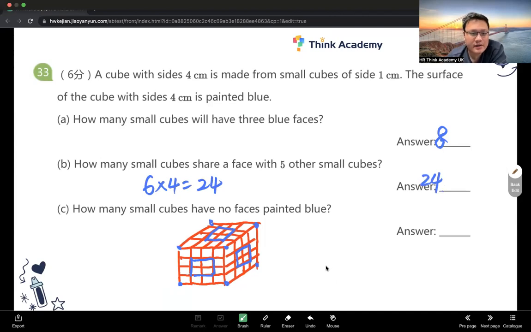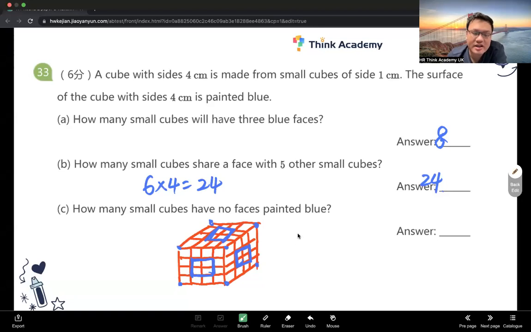And let's see the last question. How many small cubes have no faces painted blue? How many? It's inside the surface, right? Yeah, at the core. And actually, that is a 2 by 2 by 2 cube. So you see, we have these 4 cubes, and just inside this 4, and inside this 4, you've got a small cube that is 2 by 2 by 2.